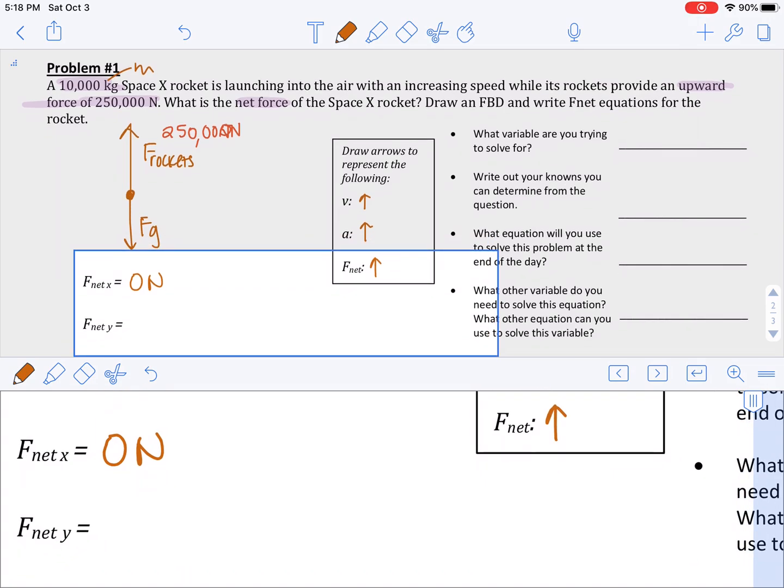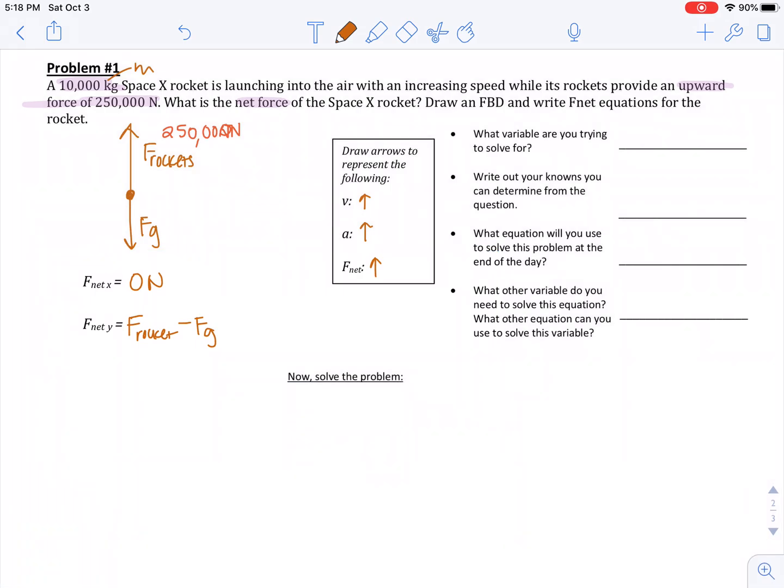But I do have some vertical forces, so I need to write my Fnet equation. I've got my rocket force minus my force of gravity, and that's probably not going to be equal to 0. That is what we are trying to solve for, the net force.